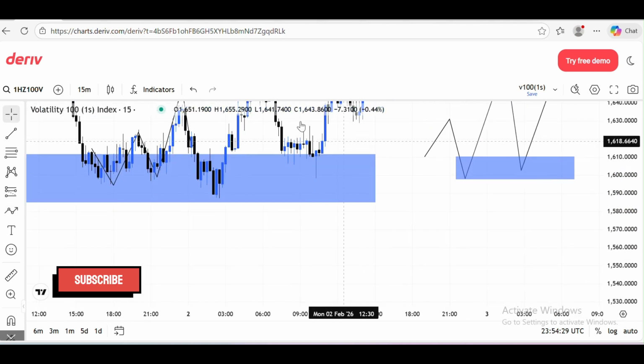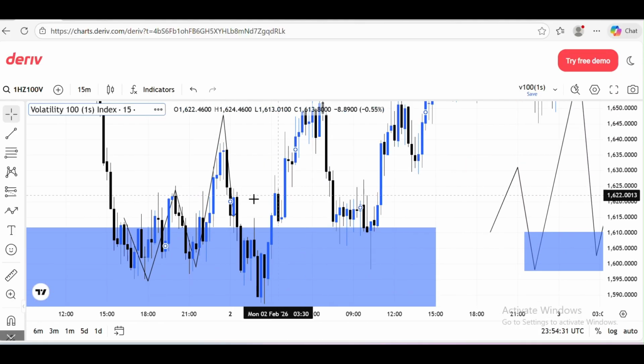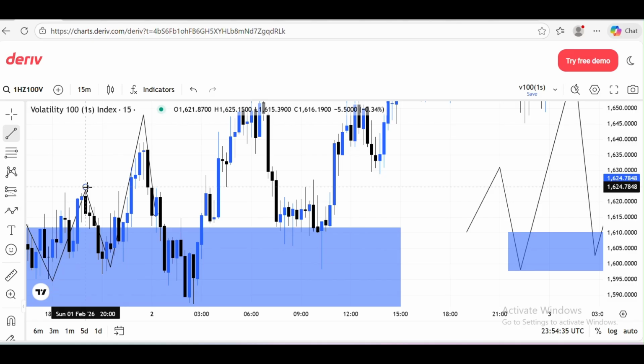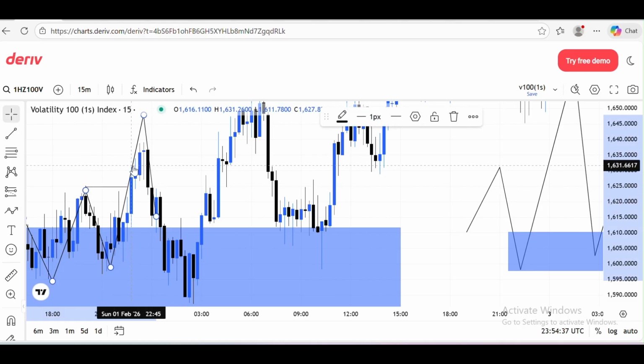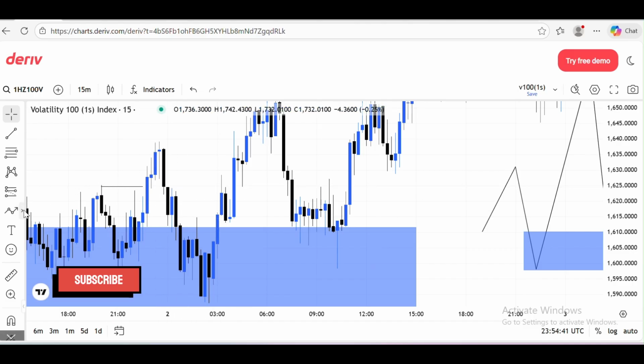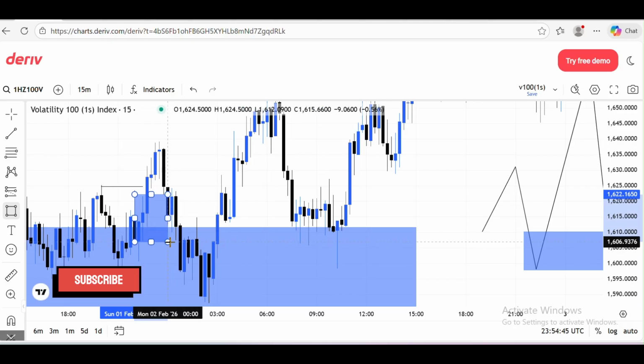But you see, after this breakout, where is the breakout structure? This is the breakout structure. We saw the breakout structure here. Let me take this out. We saw this breakout structure, and this is the zone that caused the breakout structure here. This zone caused the breakout structure, this particular candle.